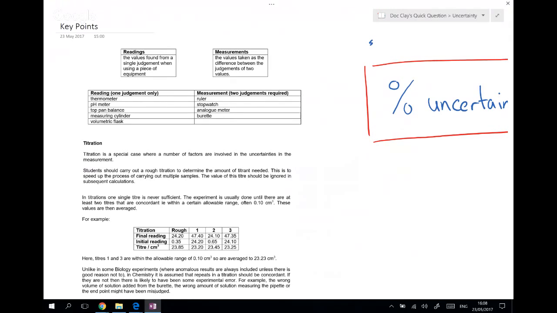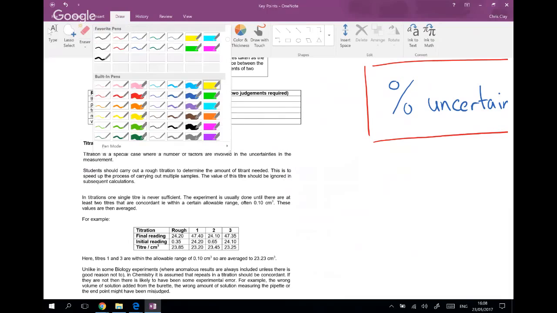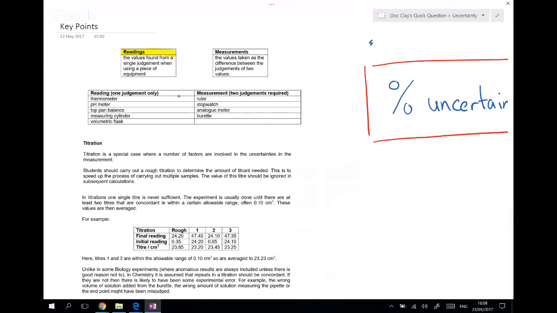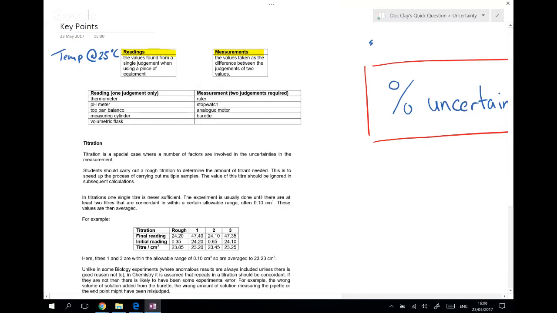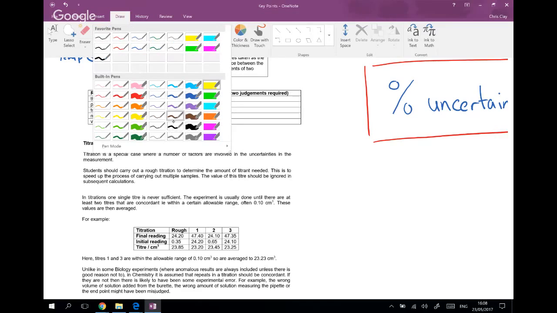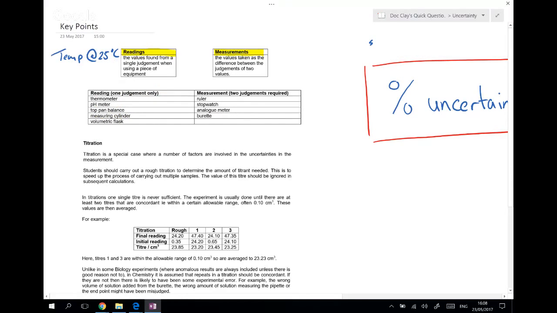So the first thing is that we've got 2 types of uncertainty you can have. The first is a reading, and a reading is something like a single value. So this might be measuring the temperature, so the temperature at, let's say, 25 degrees Celsius. That is a reading. The other point that we talk about is a measurement. Now, a measurement essentially, from where we're looking at here, is a culmination of 2 readings.